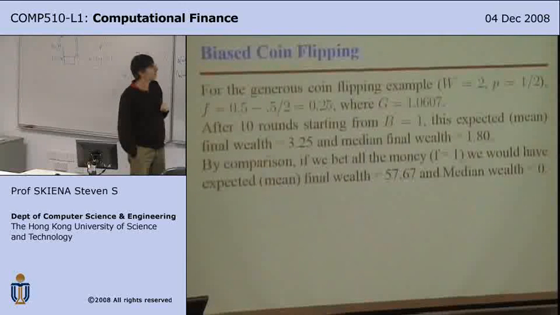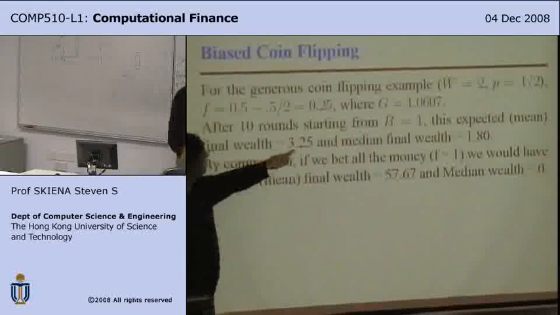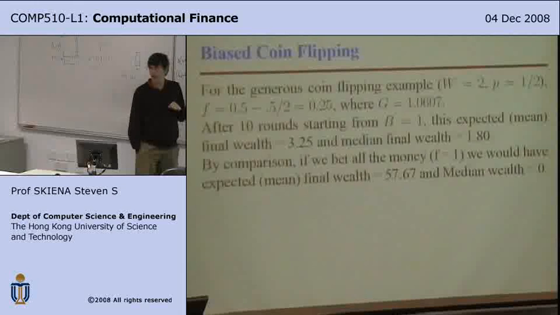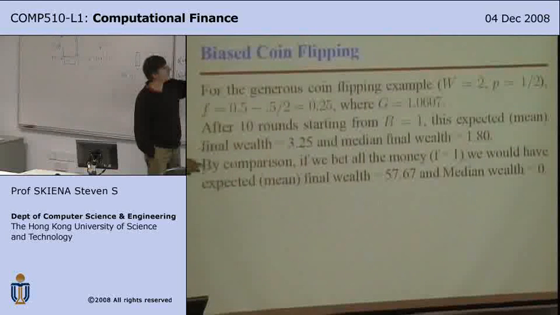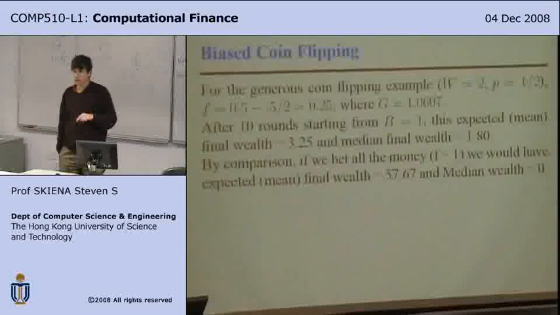If we bet the Kelly fraction, our median wealth after 10 rounds would be 3.25. That's less than the expected wealth of 57 times, which is what we would have had if we bet everything every round. The advantage, though, is that the median wealth is much higher. Here, our median wealth was 1.8, meaning we almost doubled our money half the time. And here, the median wealth was 0. Any questions?